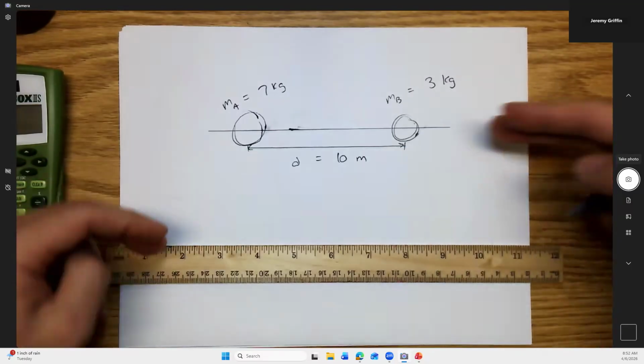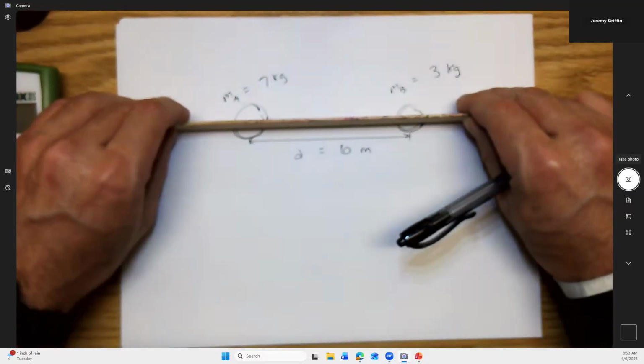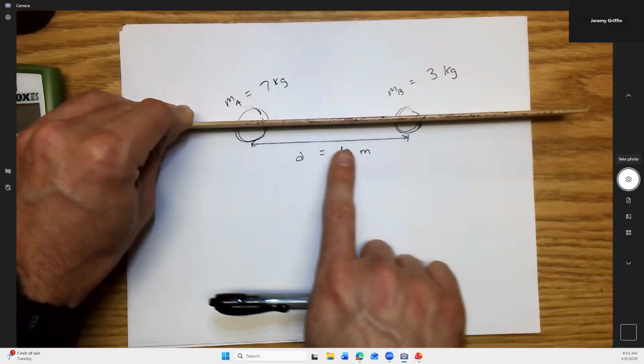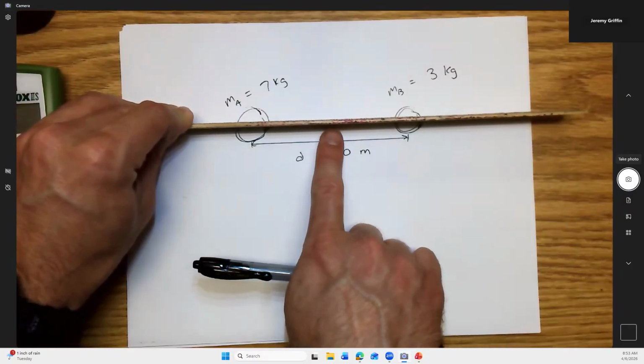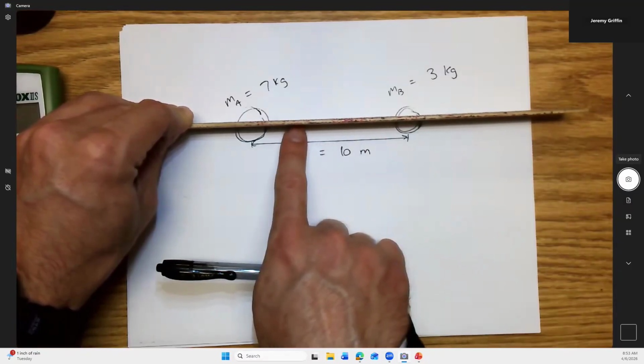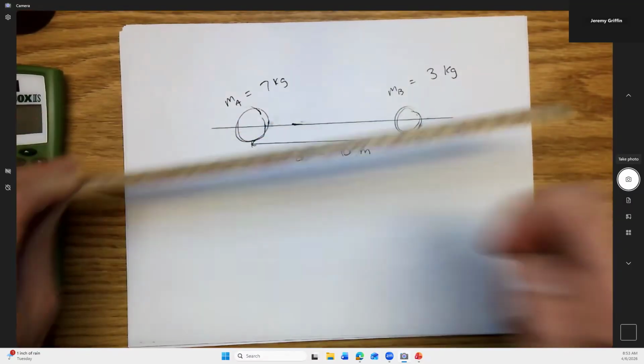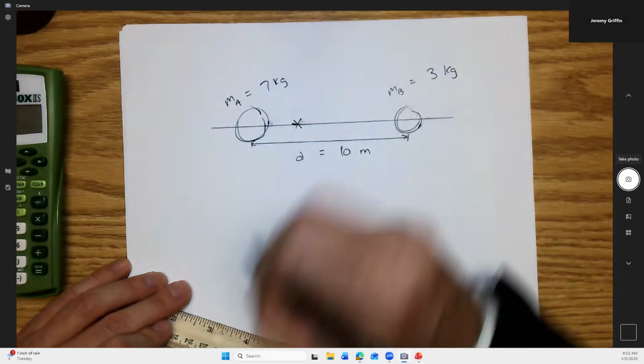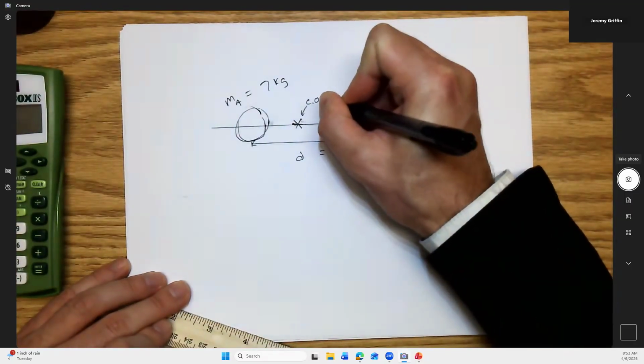Hey guys, if you stuck a stick through these masses, just like that, and you balanced it on your finger, would it balance at the geometric center? No. Would it be closer to the right? No. Would it be closer to the left? Yes. So somewhere over here. I'm going to make a guess. So it's probably right about there. That is the center of mass.